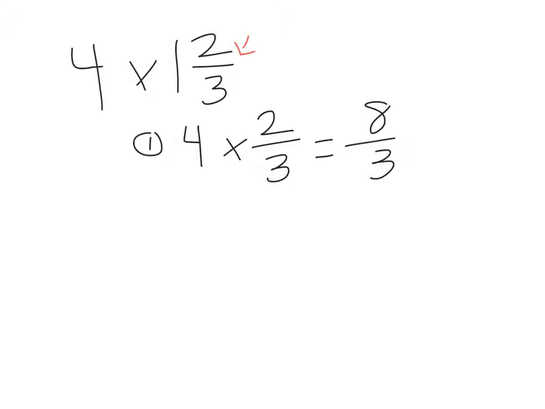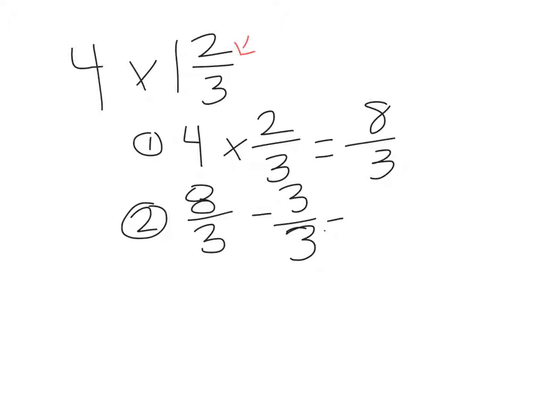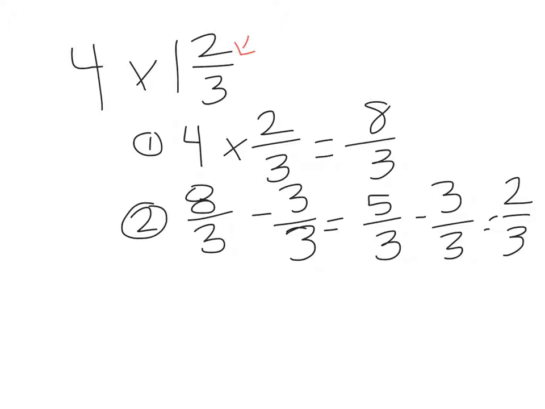We need to look at that 8/3 and decide if we need to rename it. We do, so our second step is to rename 8/3. We're going to take away a whole. That equals 5/3. We are not done yet, so we're going to take another whole out. This now equals 2/3. We have a fraction with a numerator smaller than the denominator, so we're done. I'm going to circle the wholes to remind myself to add those in.